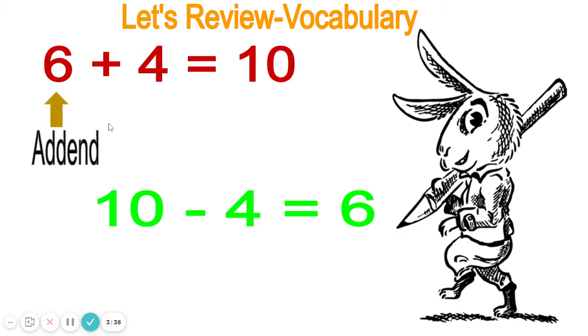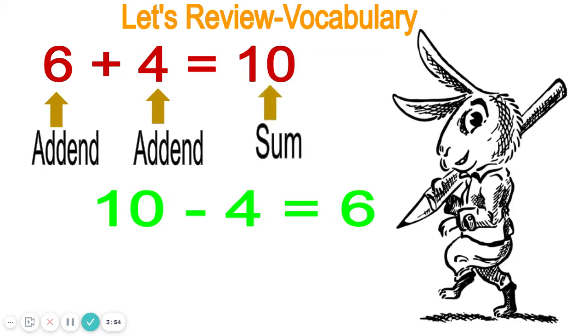We also know that in an addition problem, the first number we should be adding is called an add-in. And we can add another add-in. In this case, 6 and 4 are add-ins, and we will get a total sum of 10. So addition problems are add-in plus add-in equals sum.